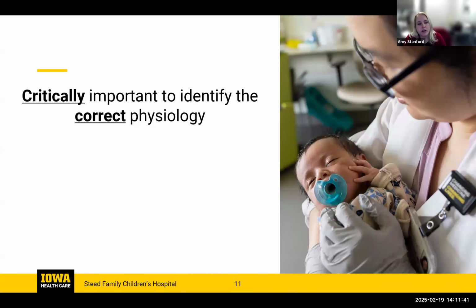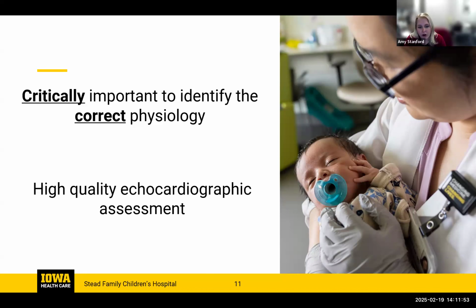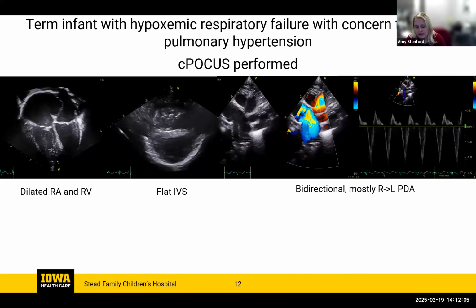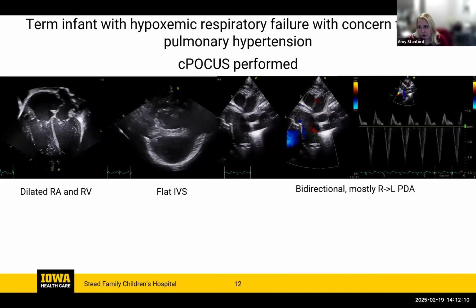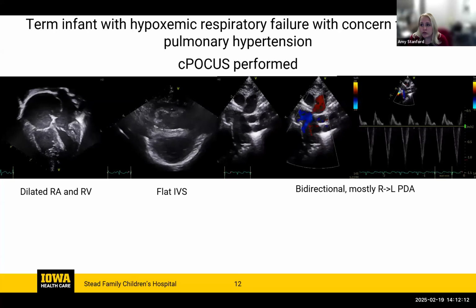So in order to provide the best possible care for these patients, it's really critically important to identify the correct physiology. This can be extremely challenging, and it requires the use of high-quality echocardiographic assessment. I'm going to highlight why we need high-quality echo assessment by going through an example case again. So this was a very similar case to what I talked about in the beginning, a term infant with hypoxemic respiratory failure with concern for acute pulmonary arterial hypertension clinically.